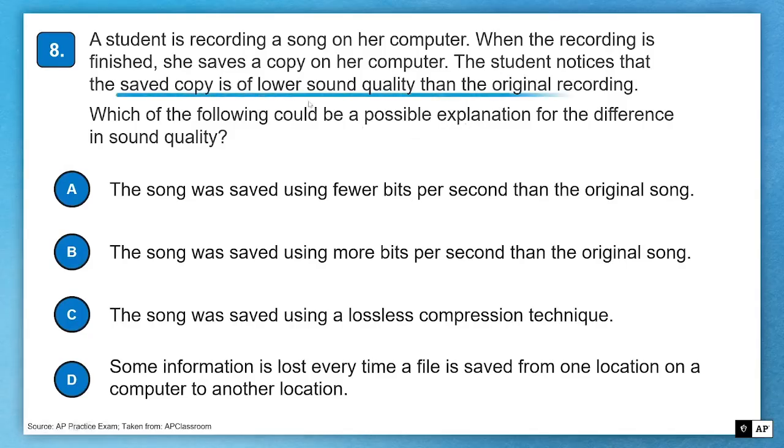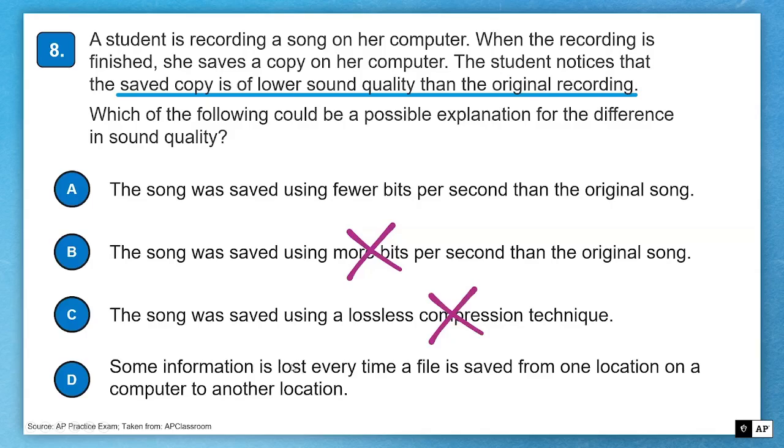So remember, we're looking at the saved copy being lower than the original. So could the song being saved use fewer bits per second than the original? It's possible. If it used more bits per second, then I would expect it to actually be better. So that's not the answer. The song was saved using a lossless compression. Lossless means it would be the same as the original.